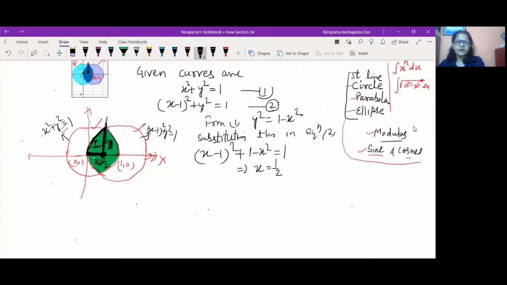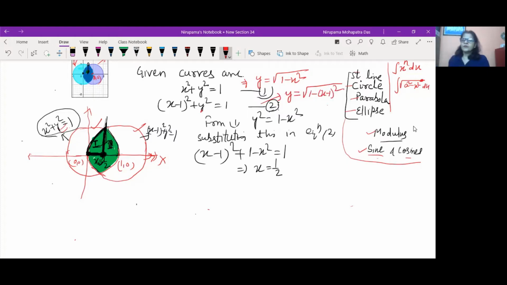Now we cannot take the integrand like this. What we can do here is, the circle x square plus y square equal to 1 implies y equal to under root 1 minus x square. The second circle, we can write it as y equal to, okay. Because while integrating, we have to integrate in terms of y equal to f(x). Then only can we take x equal to a to x equal to b as limits.